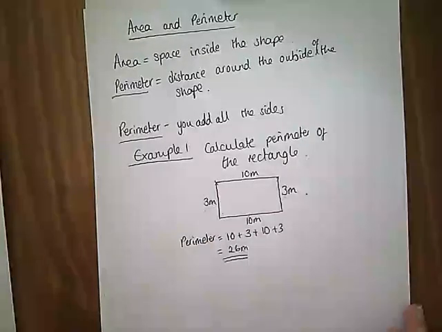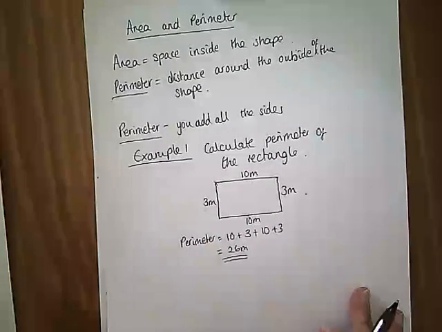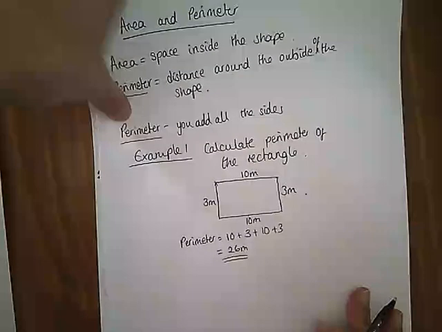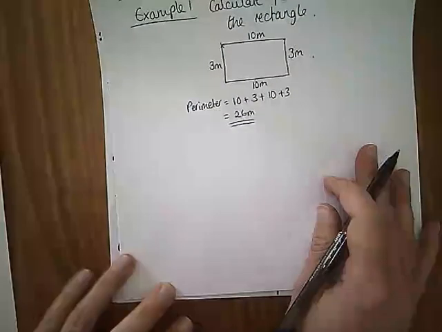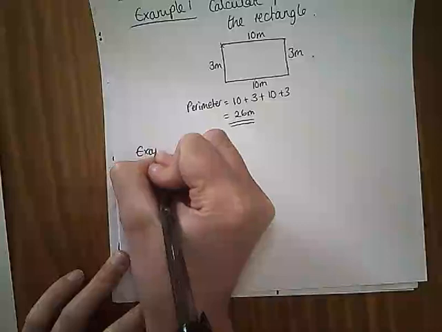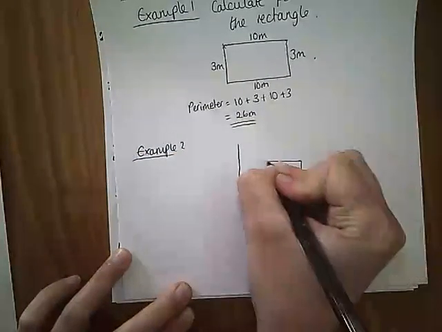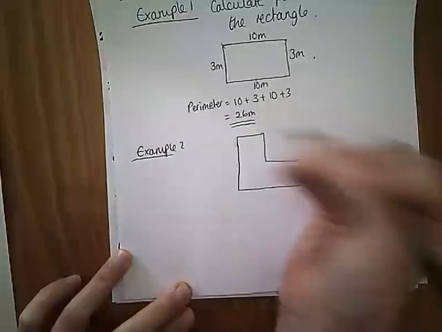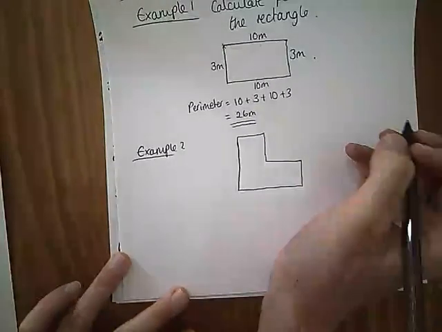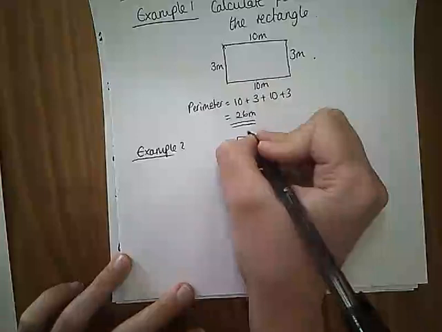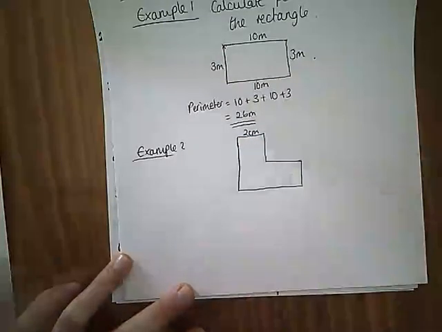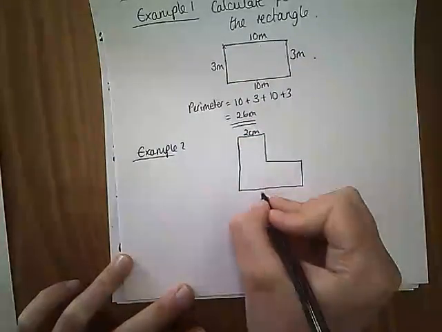Okay, so that's the bit to start with. Now, if we think about the perimeter of a different shape, so for example, a shape like this is what we call a compound shape. Okay, but it can be any shape. It can have any number of sides: a pentagon, a hexagon, an octagon. It can be any number of sides.